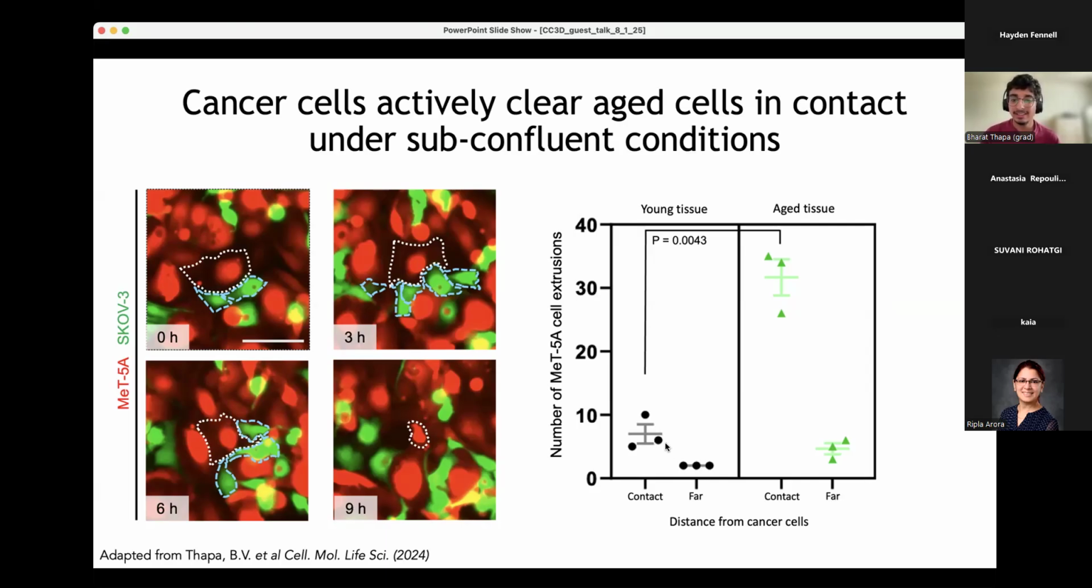And you can see in young, there's minimal death. However, in aged tissue, you see this really robust increase in deaths in contact with cancer cells, which from the images, you can further appreciate is not a super confluent condition. There is some amount of gap between cells. So it's sub-confluent or reaching confluent conditions. It's not by mechanical or pressure-related schemes that you're actually getting this extrusion.